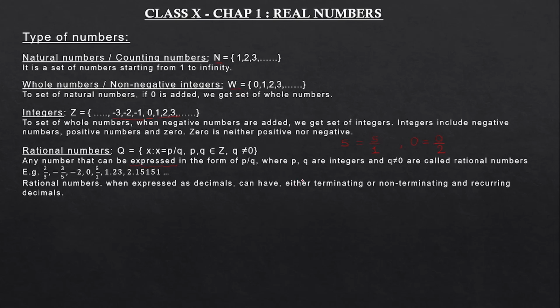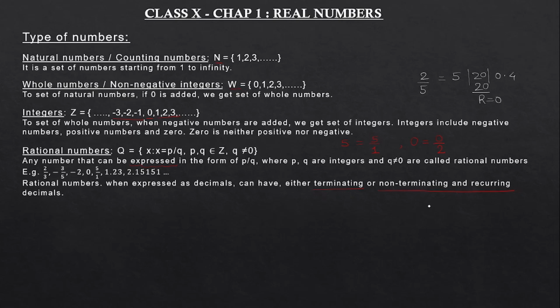When they are expressed as decimals, they have either terminating or non-terminating recurring decimals. What do I mean by that? Now when I say terminating, for example, if I am having 2 by 5, when I convert it into decimal, what do I get? I get 0.4, times 2 is 0. So here the remainder is 0. So this is a terminating decimal.